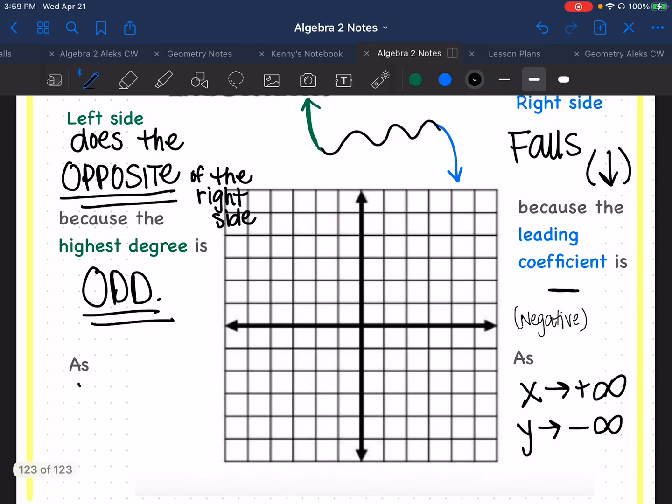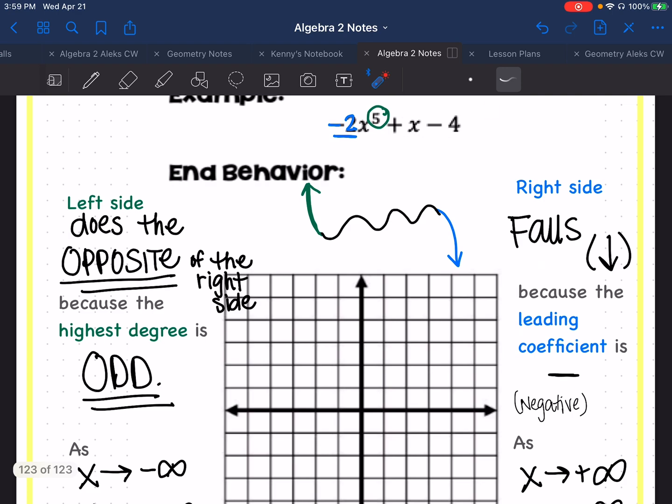What this means is as x is approaching negative infinity, think about this, we're on the left side of my graph. Here is my x-axis. These are my negative numbers. So this is negative infinity. As x is approaching negative infinity, y is approaching positive infinity because the graph is rising. All right, let's go ahead and take a look at this example in Desmos to see if we predicted the end behavior correctly.